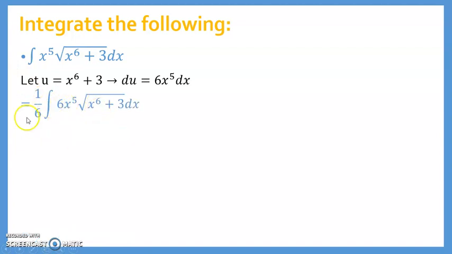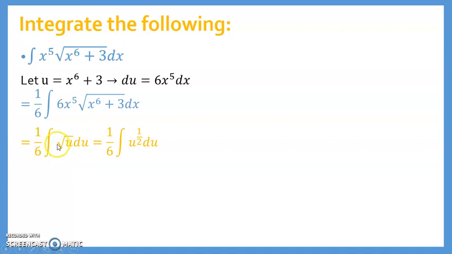So we multiplied by 6 and we divided by 6 outside the integral because we don't need it. Now we can rewrite this in terms of u and du. So instead of x power 6 plus 3, we will have u. So we will get radical u. And instead of 6x power 5 dx, we will have du. So it will be very simple. Now, in order to integrate this, we did a lot of it before.